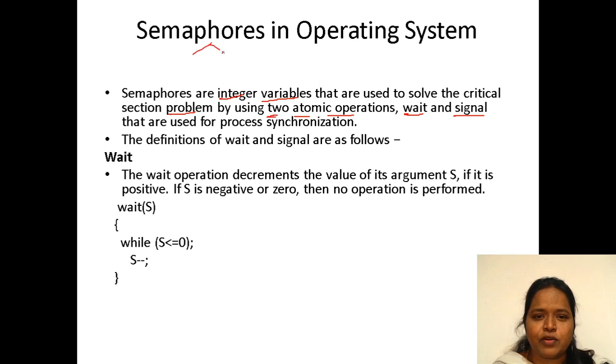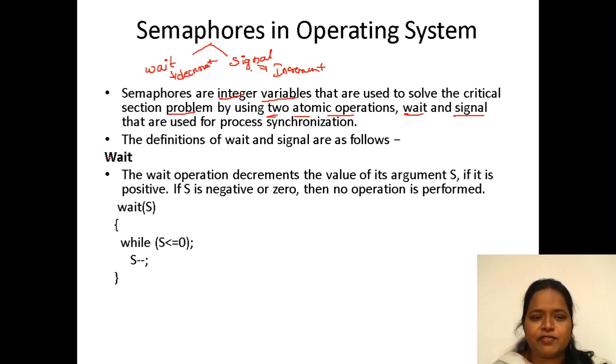So in the semaphore we use two atomic operations. The first one is wait and the second one is signal. In short, wait means we are going to decrement, and signal means we are going to increment. These are the two atomic operations we use in semaphores in order to solve the critical section problem.